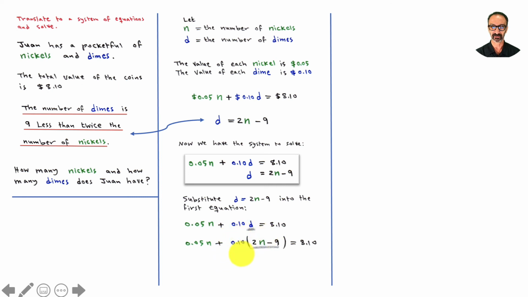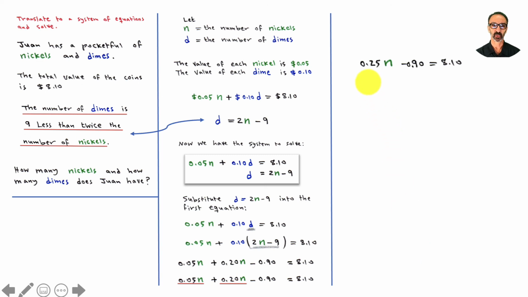Use the distributive property. Combine like terms. These are the like terms, underlined in red. Get 0.25, 0.20 and 0.05, like 20 and 5 is 25. Still to the right of the decimal. I'm going to skip the steps of reading this and solving, and give you the right answer. Number of nickels is 36.